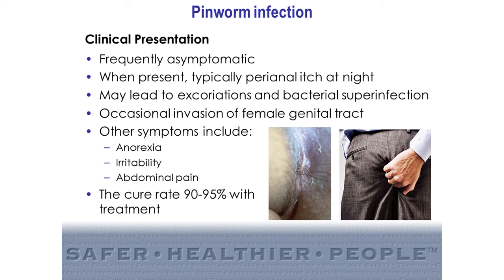produced by pinworms. But one has to be careful because prolonged scratching as a result of pinworm itch may lead to excoriation and bacterial superinfection. There may also be occasional invasion of the female urogenital tract. Other symptoms that may be seen with pinworm infection include anorexia, irritability, abdominal pain. Pinworm is easily treated, and it has a cure rate of about 90 to 95% with treatment.